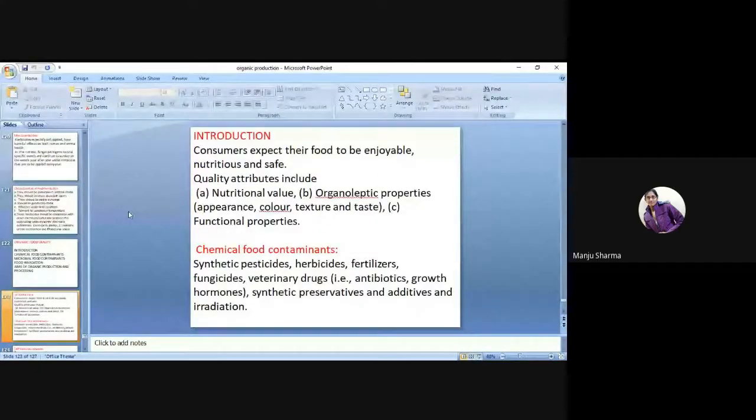Consumers expect their food to be enjoyable, nutritious, and safe. So quality attributes include first the nutritional, second the organoleptic properties, appearance like color, texture, and taste, and next one is functional properties. Then chemical food contaminants, in which like synthetic pesticide, herbicide, fertilizers.